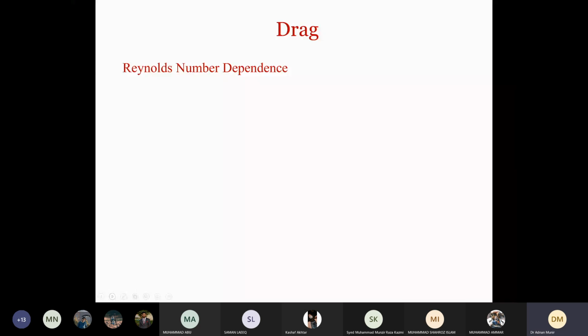Okay, so now the next is Reynolds number dependence. We have three different cases of Reynolds number dependence. When Reynolds number is less than 1, this is a very interesting case. Why? Because Reynolds number less than 1 means inertial force over viscous force is less than 1. So that means viscous forces are now greater than inertial force in that case.